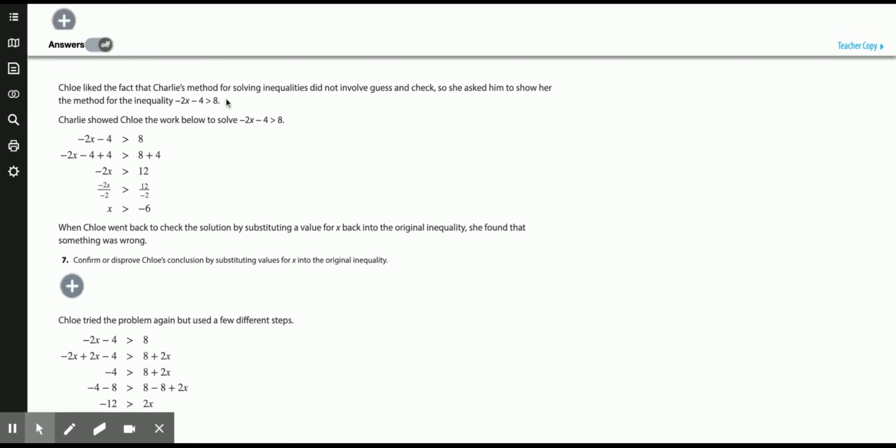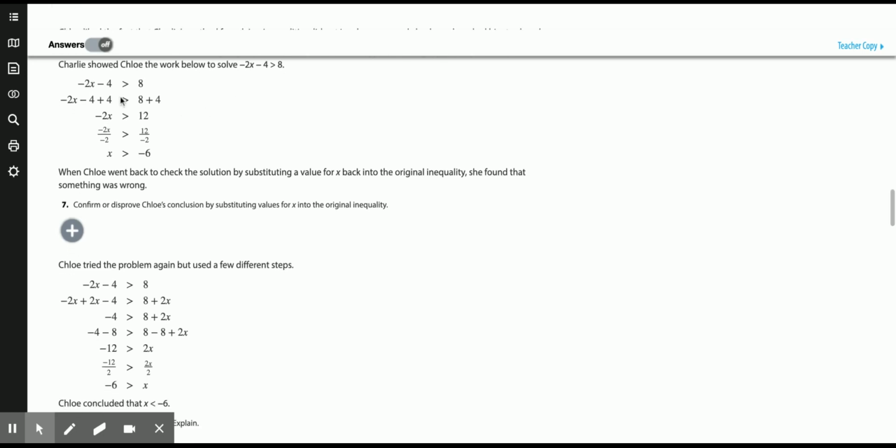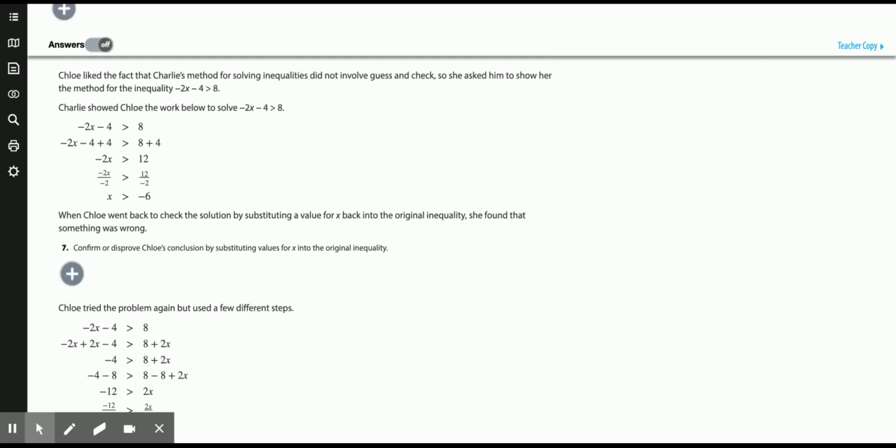Chloe liked the fact that Charlie's method for solving inequalities did not involve guess and check, and so she asked him to show her the method for solving this inequality. Negative 2x minus 4 is greater than 8. Charlie showed his work below. When Chloe went back to check the solution by substituting a value for x back into the original inequality, she found that something was wrong.